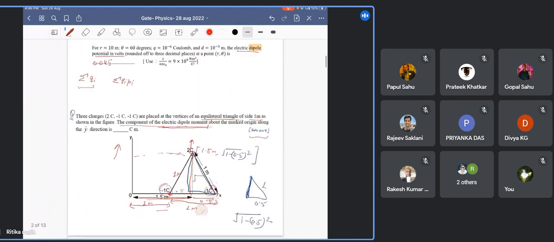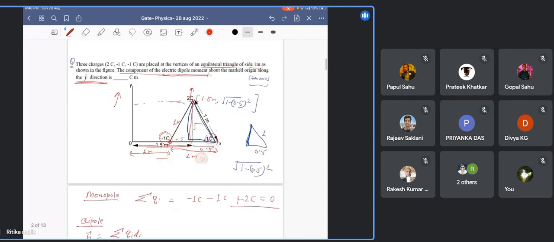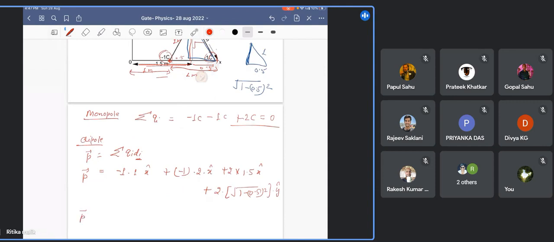But they have asked us what the dipole moment along the y direction is. Whenever they ask about a certain direction, the best way is just to project your dipole in that direction. And projection means you have to take the dot product with that direction. So the vector dot y cap will give the dipole component in the y direction. Since x cap multiplied with y cap gives 0, this component also gives 0. This one also gives 0. So the only component that will survive is this.